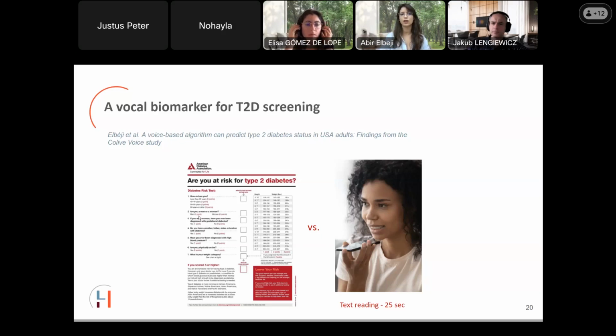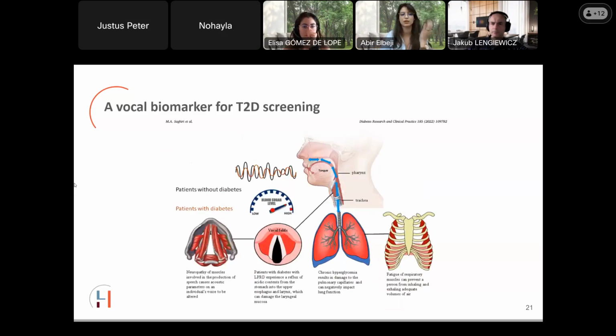So the older you are, the more risk you have of developing type 2 diabetes, and the more you have obesity or higher BMI, the higher your risk of developing type 2 diabetes. But already, what's the link between type 2 diabetes and voice?